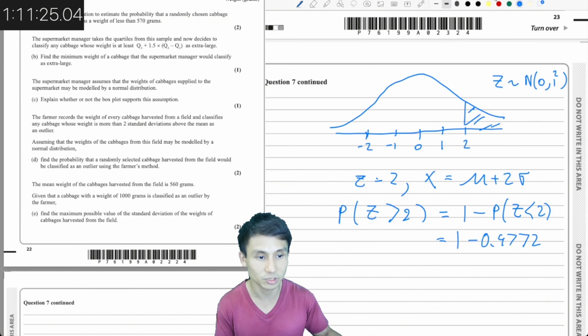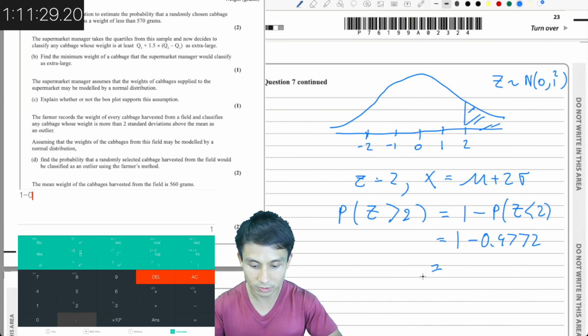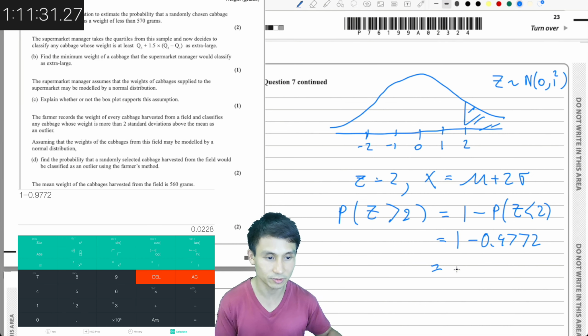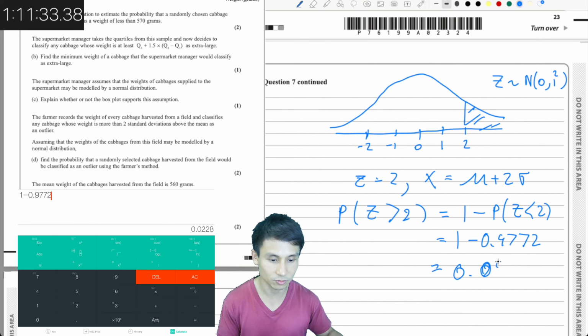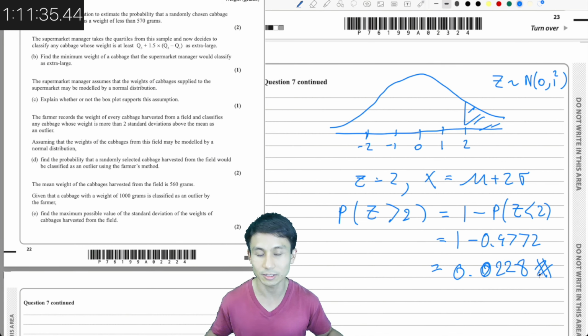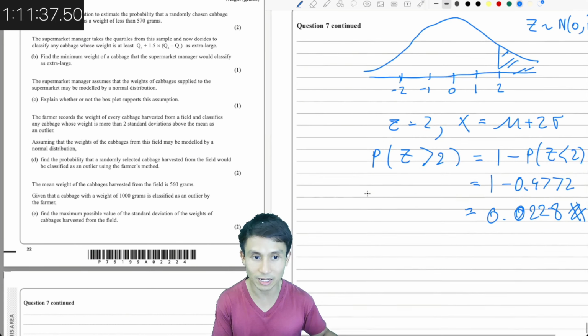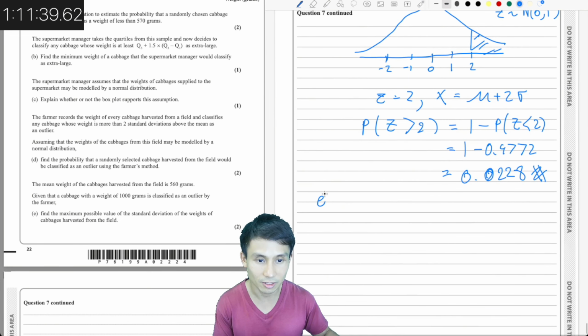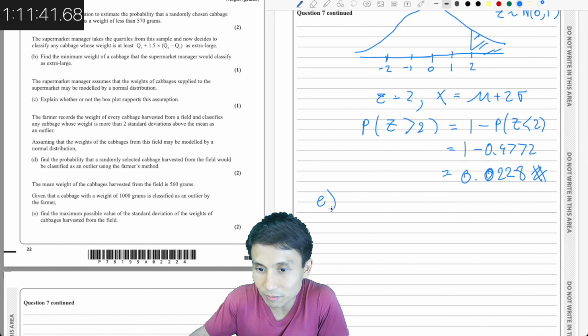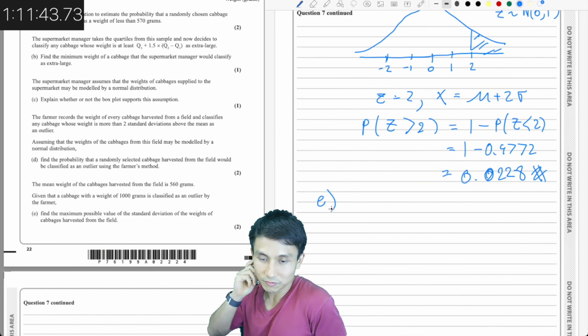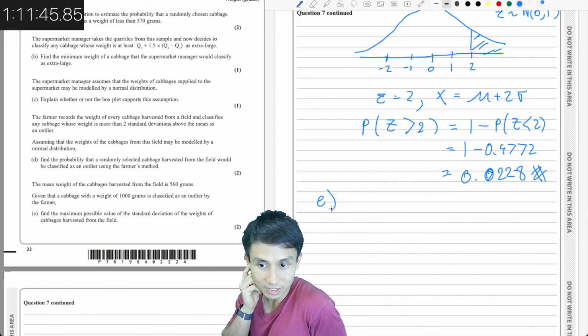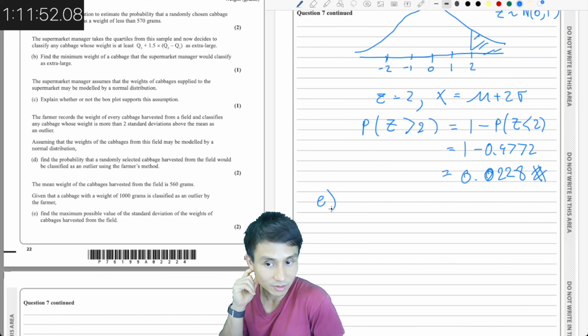That's it. Let me double check that. 0.9772, yeah. So 1 minus 0.9772 is 0.0228. That's the probability of an outlier. And then part E: the mean weight of the cabbage harvested from the field is 560 grams, given that the cabbage with a weight of 1,000 grams is classified as an outlier by the farmer.